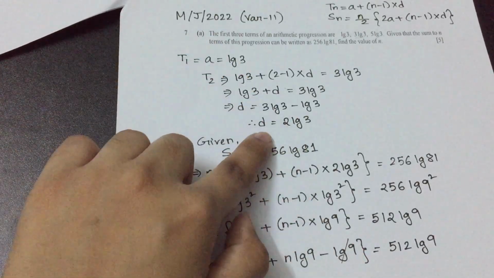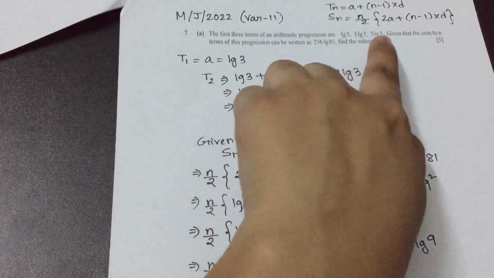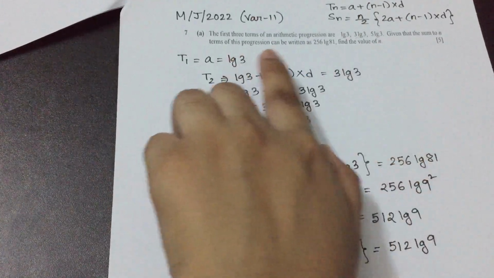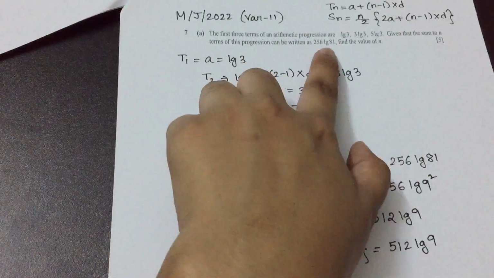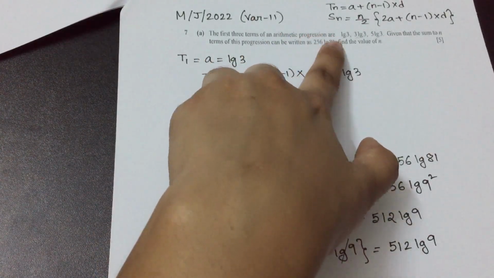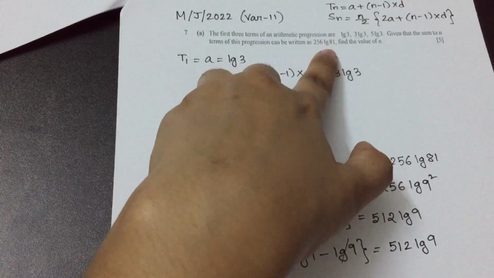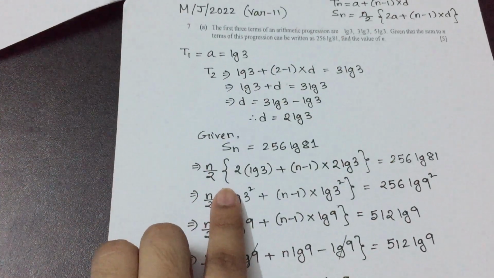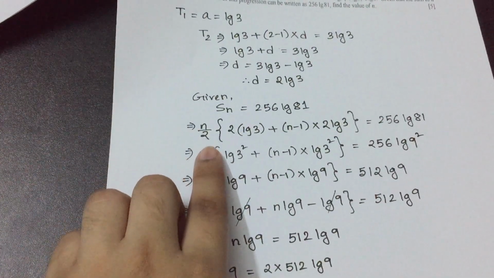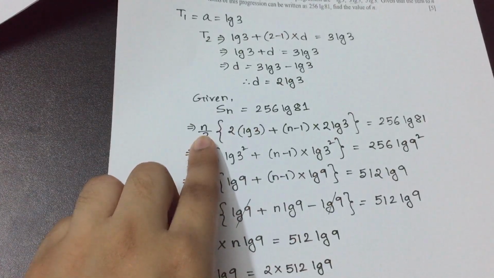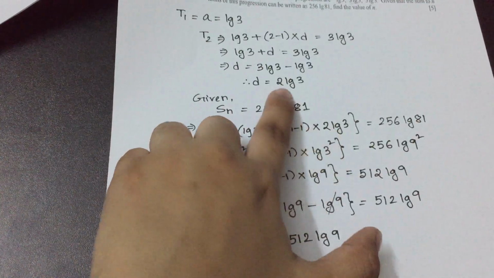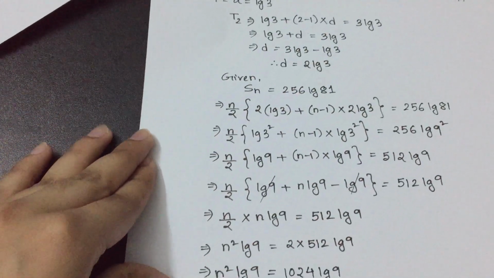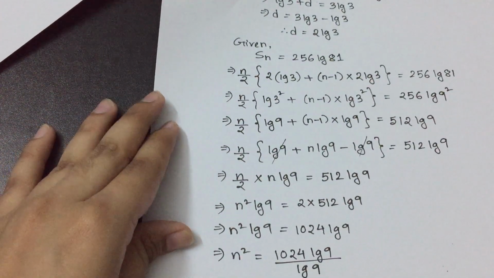So I have a and I got d, and we have to find out the value of n, and the sum is given as 256 log 81. So I have used the formula for sum, which is n by 2. n remains n because we have to solve for n. Then a is log 3 and d is 2 log 3, and this is the entire calculation.